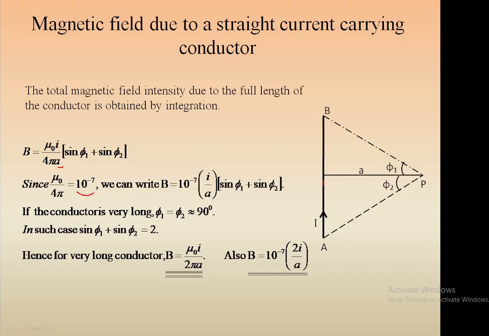So for a very long conductor, capital B becomes mu 0 I divided by 2 pi A. When we compare with the first equation, this factor becomes 2, and we can divide by 2 here, giving mu 0 I divided by 2 pi A. And using the second equation, the expression becomes B equals 10 raised to negative 7 into 2I by A. So this is the magnetic field due to a straight current carrying conductor.